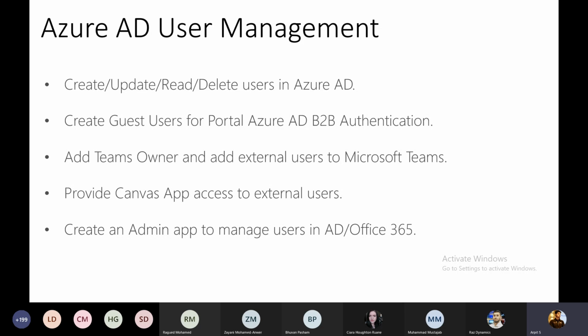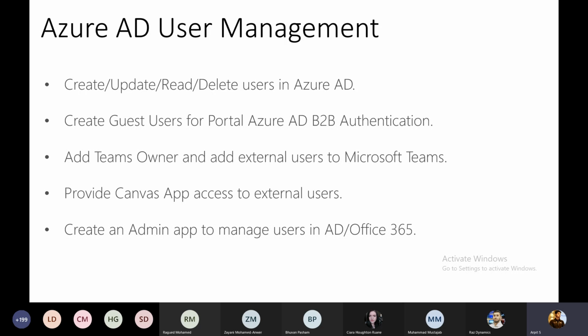Okay, provide Canvas app access to the external user. As you can understand, there are many use cases where you have to share your Canvas app with the external users as well, and the only way available is to create the Azure AD B2B guest user, and you have to provide the Power Apps license, then you can share it with the external user. So if you want to automate that process as well, then you can use the Power Automate.